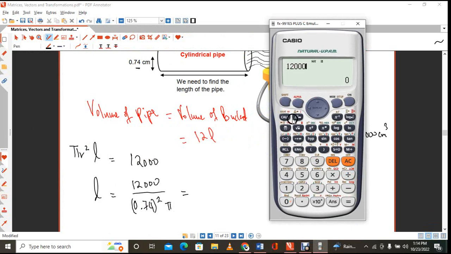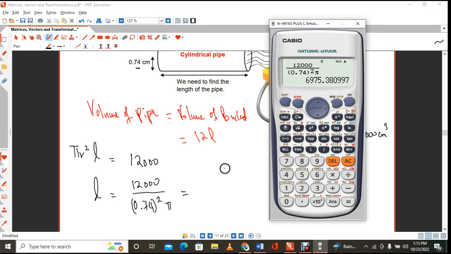So it's 12,000. Divide that by, let's see if we can change our calculator so I can have my fraction the way I wish to have it. Let's clear everything. Press all clear. All right, now I have it as I want it. So it's 12,000 over, in brackets perhaps, you don't have to put it in brackets, but you can if you want to, 0.74 squared times pi. I don't have to put the times there. The calculator will automatically do it.